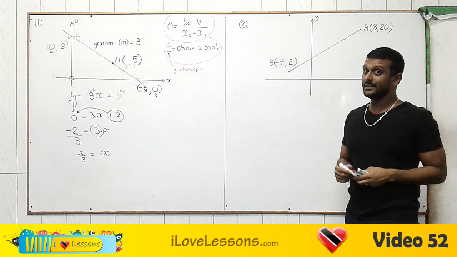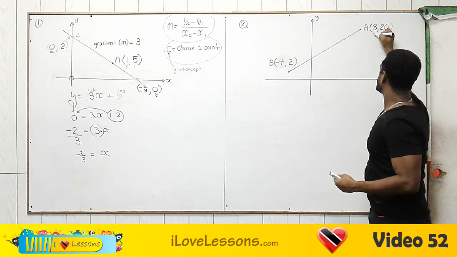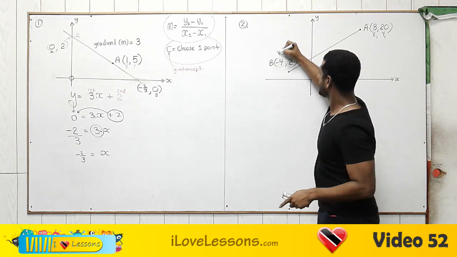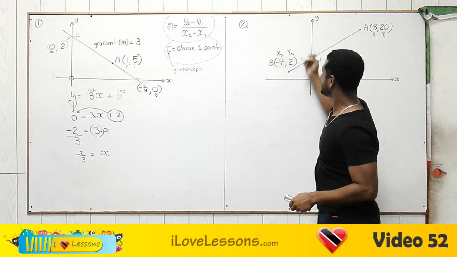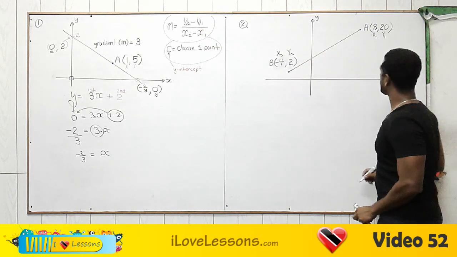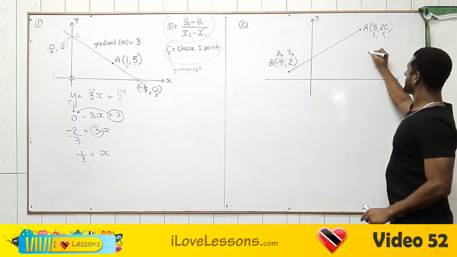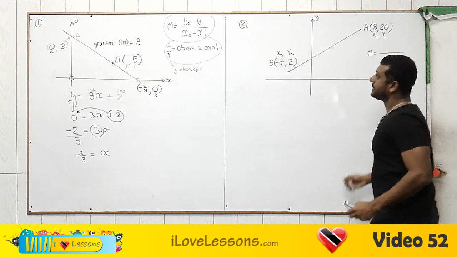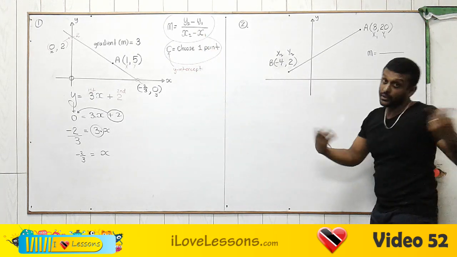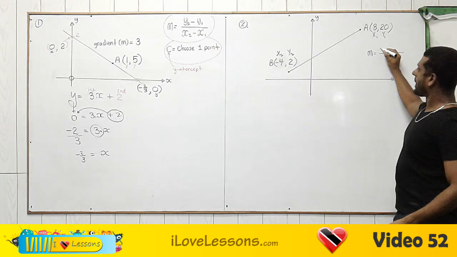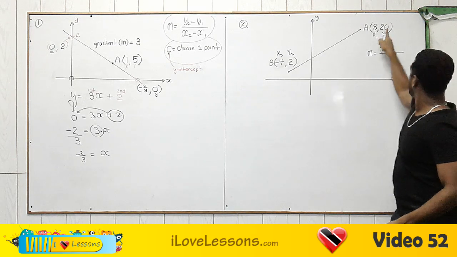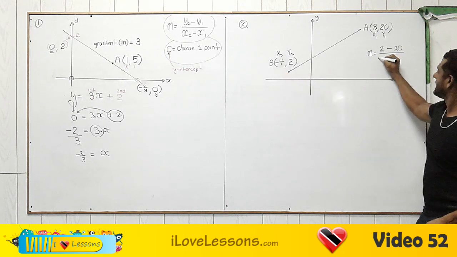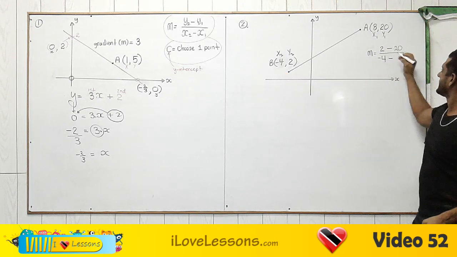So we're going to have to calculate the gradient. Call the first point x1 and y1. The next point is x2 and y2. Let's calculate the gradient using that formula quickly. So to calculate gradient, it will be y2 minus y1. Remember, sometimes two negatives will touch and give you a positive. So we have y2 minus y1 divided by x2 minus x1.